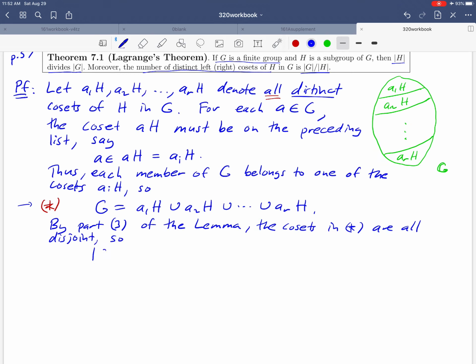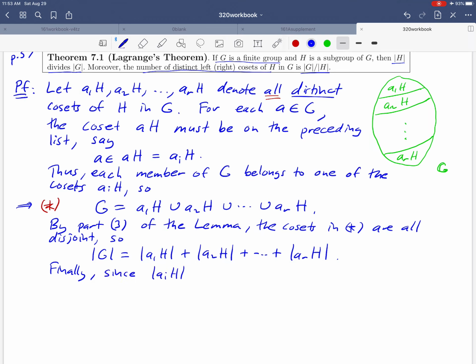Since they're disjoint, we can get the order of G by going coset by coset, adding up the number of elements in each of those cosets one at a time. That logic would not work if there were overlap between the cosets, but because they're disjoint, we can use that strategy. But notice we also know another thing about cosets from our lemma. Every single one of the cosets on the list up here has the same size. That was, I believe, part 5 of the big cosets lemma. So let's write that observation in.